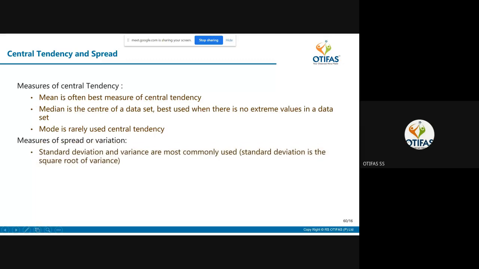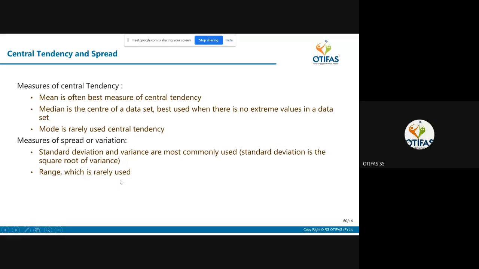Mean is often the best measure for central tendency. Median is the center of the data when there are no extreme values. Mode is a rarely used central tendency. Then in measures of spread, we have standard deviation, variation, variance. You know, both are the same. The standard deviation is nothing but the square root of variance, and range.